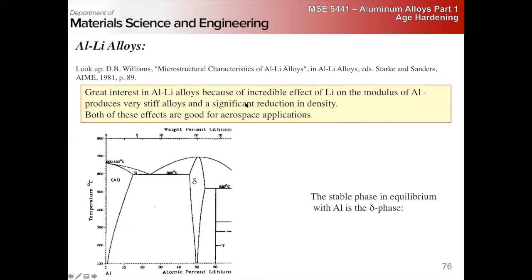Why is aluminum lithium really of interest? Because of two things. It's pretty light, and lithium has a really neat effect on the modulus of aluminum. Adding lithium can greatly increase the effective stiffness of aluminum. So you get very stiff alloys with a pretty significant reduction in density, which is really good for aerospace applications.